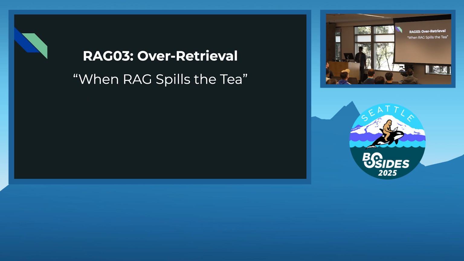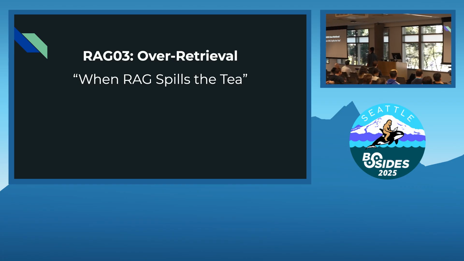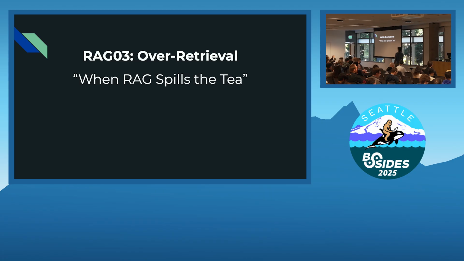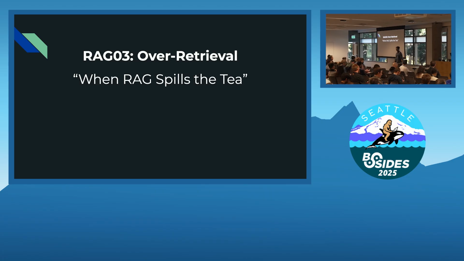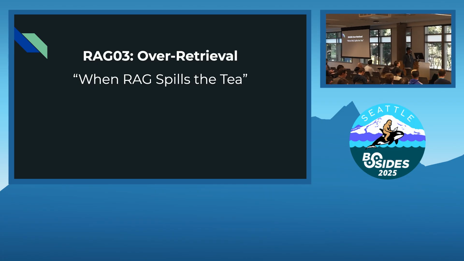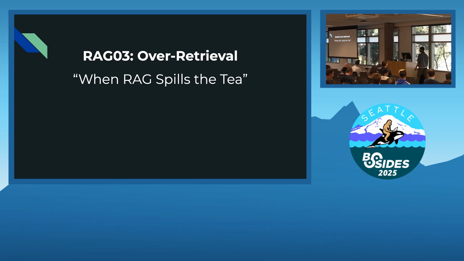The third category, over-retrieval. When RAG spills the tea. It's like typical sensitive data exposure that we get to see in almost every kind of architecture, be it APIs, be it cloud, be it language models. Even the OWASP top 10 for language models has a sensitive data exposure category.